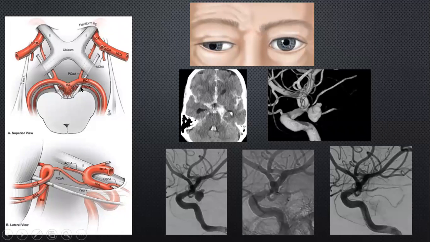And we have looked at this before as well when we talked about the third nerve anatomy, as to why the PCOM artery can press upon the third nerve, either close to the origin or sometimes even close to where it's entering into the cavernous sinus. And this is just the location of the posterior communicating artery.